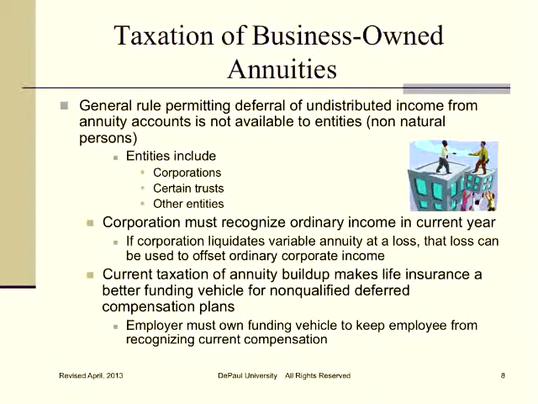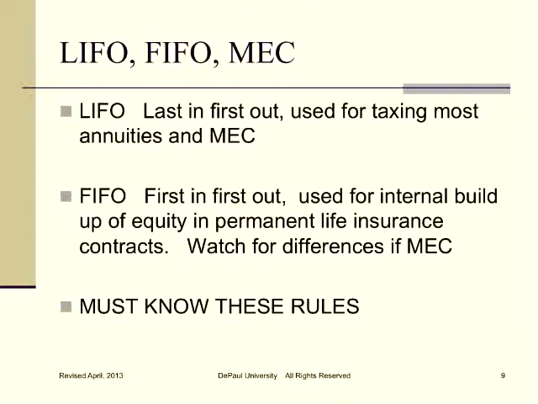And it says that if you have an annuity owned by a corporation, the internal buildup will be subject to ordinary income tax. Please also remember from Units 7 and 8 that last in, first out is what is used for taxing for most annuities and modified endowment contracts. First in, first out is for life insurance.